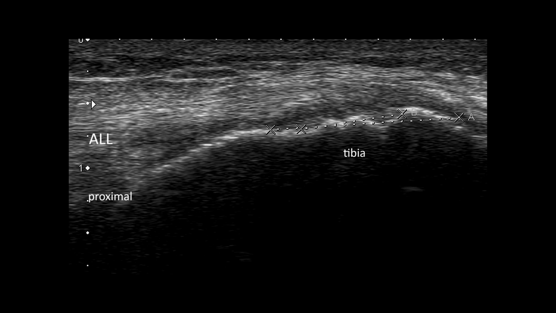This longitudinal view demonstrates the distal insertion of the anterolateral ligament. The ligament appears slightly irregular and less well-defined compared to its typical compact fibrillar appearance. There is subtle heterogeneity and mild thickening near the tibial attachment.